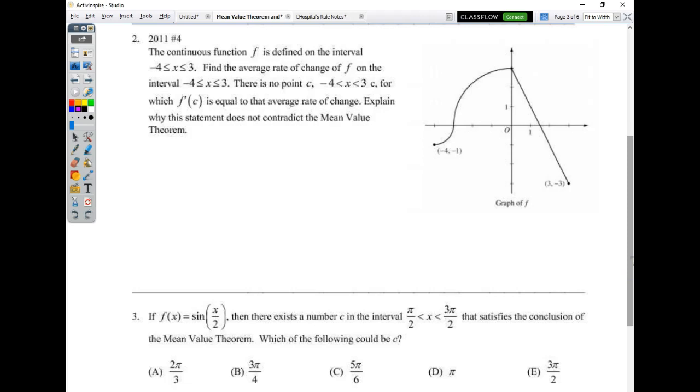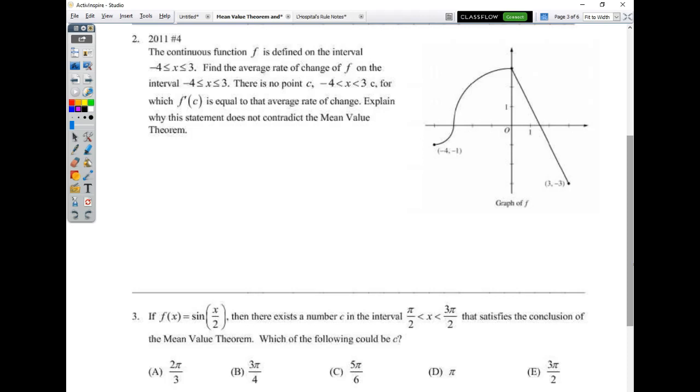The next one is a free response from 2011. We have a continuous function f defined on the interval from -4 to 3. Find the average rate of change of f on the interval from -4 to 3. There is no point c from -4 to 3 for which f prime of c is equal to that average rate of change. Explain why the statement does not contradict the mean value theorem. So basically what it says is there is no c that makes mean value theorem work. So why is it that mean value theorem is not contradicted?